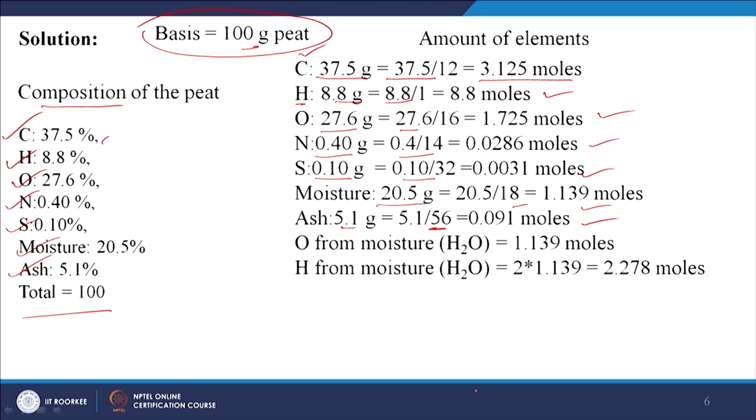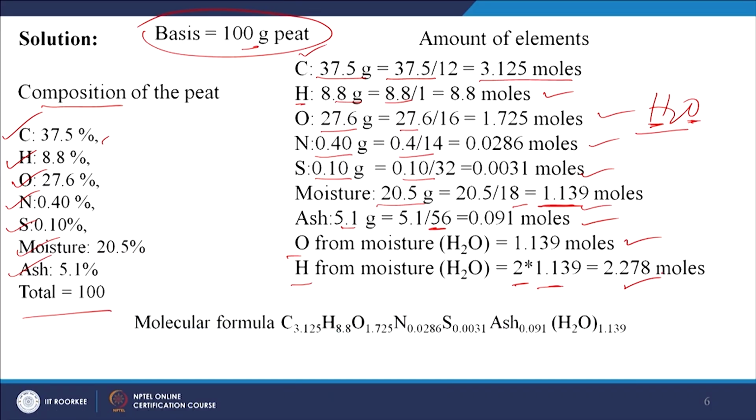Now, this moisture will contribute hydrogen and oxygen, H2O. So, if we want to know the hydrogen and oxygen content in moisture, then oxygen from the moisture is the same: if 1 mole, then oxygen is also 1, so that is equal to 1.139 moles. But hydrogen, there are 2 moles of hydrogen in 1 mole of moisture, so that will be 2 into 1.139, so 2.278 moles. Now, these are the number of moles present in this amount of peat.